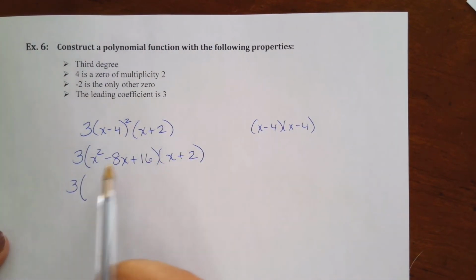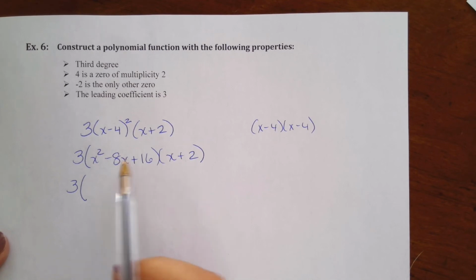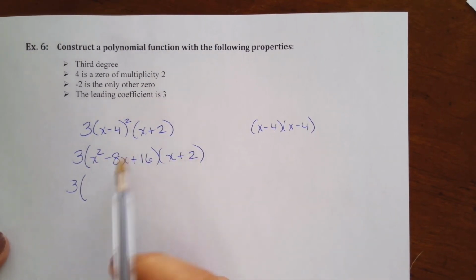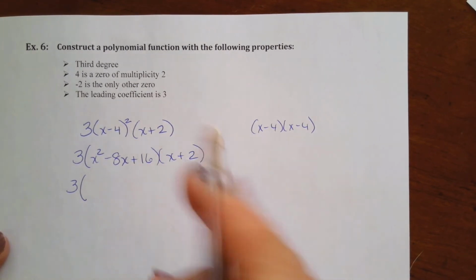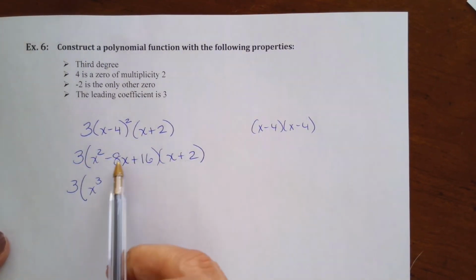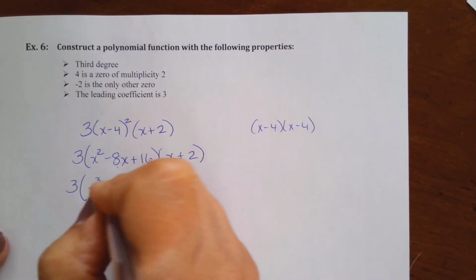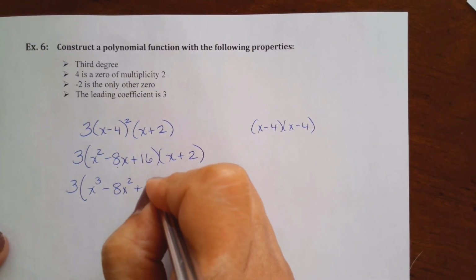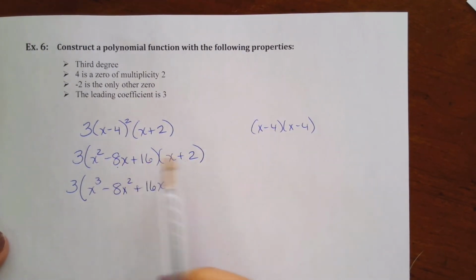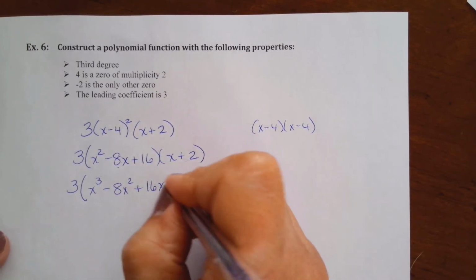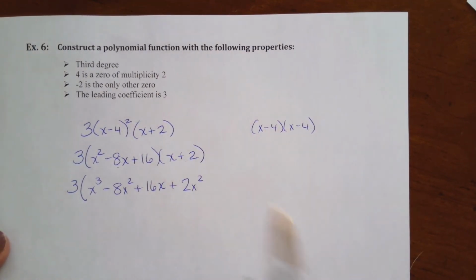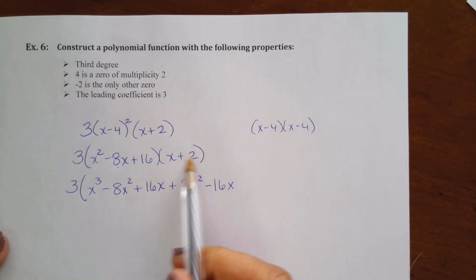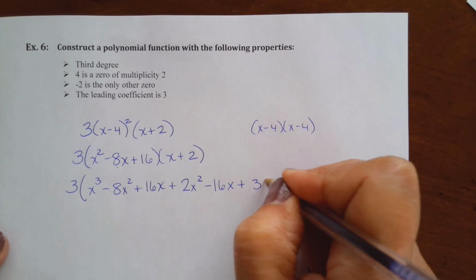All right. Now, I'm going to still leave that 3 there. And I'm going to multiply these. So I've got to multiply x squared minus 8x plus 16 times x. And then I'm going to multiply those 3 things by the 2. So I got to do each of those. So x squared times x is x cubed. Negative 8x times x is negative 8x squared. 16 times x is 16x. And I'm going to go through these 3 times 2. So 2 times x squared, 2x squared. 2 times negative 8x is negative 16x. 2 times 16 is 32.